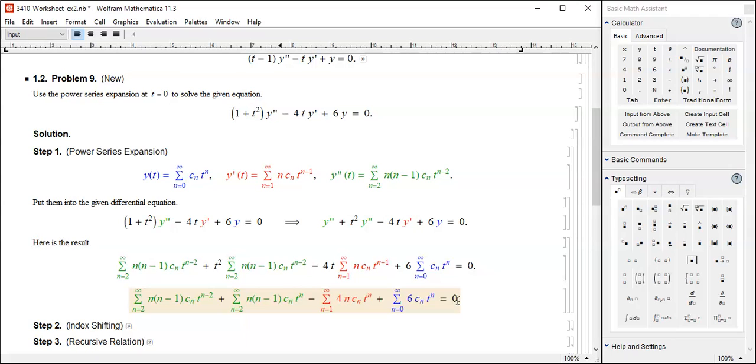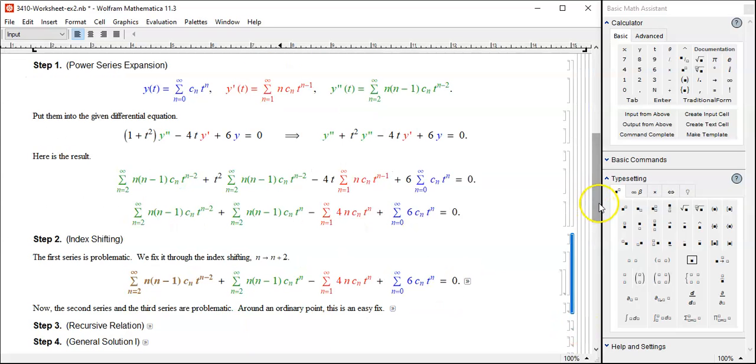Okay, let's move on to the second step, the index shifting. Please note that the second, third, and fourth series are all very good, t to the nth power. This one, on the other hand, is problematic, and we have to do some work, and that's the purpose of this index shifting.